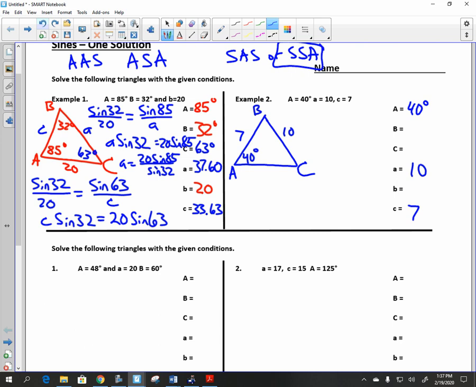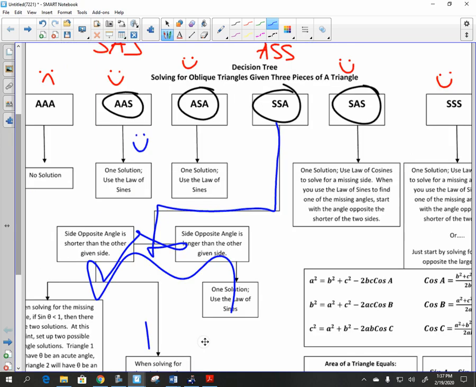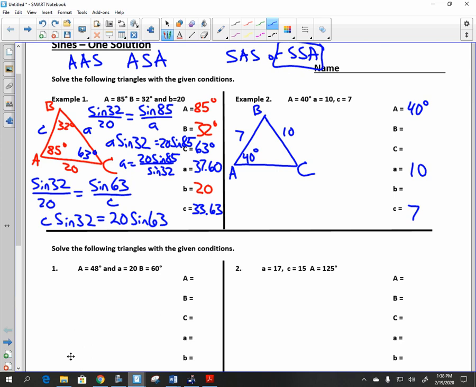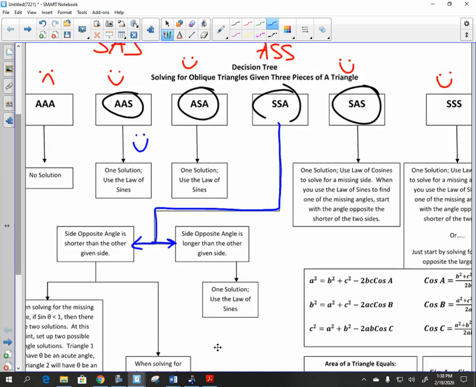You want to look at that, and what you do is we're going to start following it accordingly. I follow this side side angle piece right here because this decision tree tells you what to do in every situation, but you have to be able to learn to read it. So I go to side side angle, and it comes down here. I have to choose: do I go to the left or do I go to the right? Look at what it says. It says side opposite the angle is shorter than the other given side, and side opposite the angle is longer than the other given side. Side opposite the angle is longer or shorter than the other given side? Longer. So you can see that because I end up with that, I'm going to head here. It says one solution, use the law of sines. Happy face. That's good news for us.